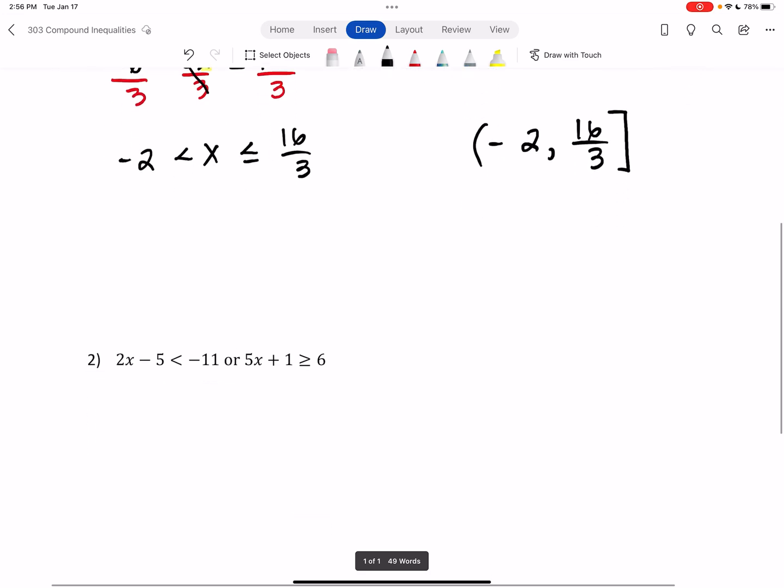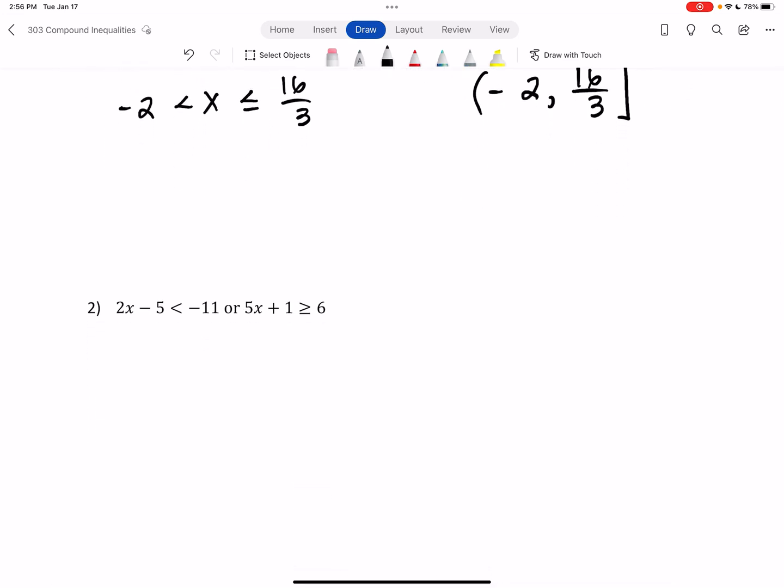I could also have a compound inequality where there's sort of 2 things that could happen. 2x minus 5 is less than negative 11, or 5x plus 1 is greater than or equal to 6. When I get something like that, I'm going to solve each inequality separately and then graph them on our number line together. So I'm going to begin by solving this first inequality.